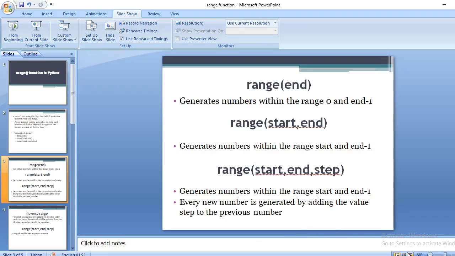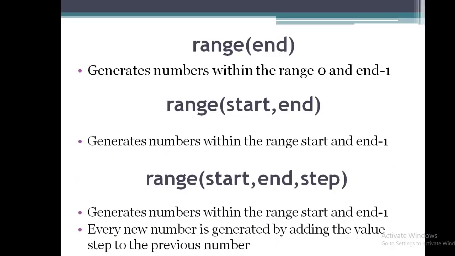Now let us move to the third variant of the range. In the first two variants, you are generating the numbers in a continuous fashion. That means you cannot miss the numbers in between. If you use 1 and 10 as the start and end, then it will generate all the numbers from 1 to 10. But in some cases, we want to have the numbers missed in between.